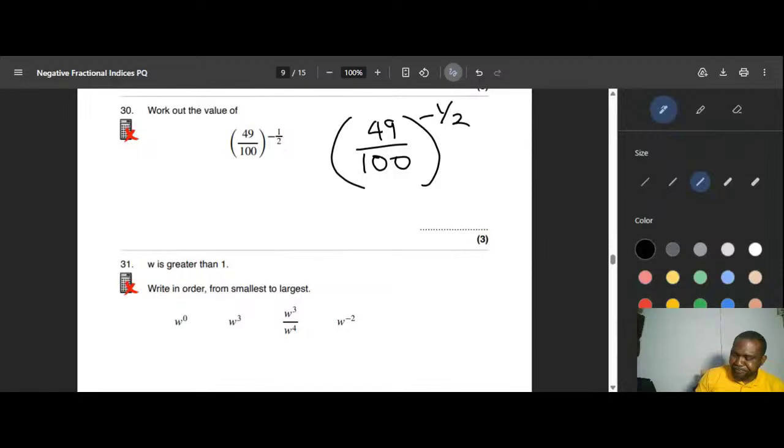Okay. This negative sign means that this is going to power, right? So removing that negative power will make the fraction invert. So 49 over 100 becomes 100 over 49. And raised to the power of half means square root. Square root of 100 is 10. Square root of 49 is 7. So the answer is 10 over 7.